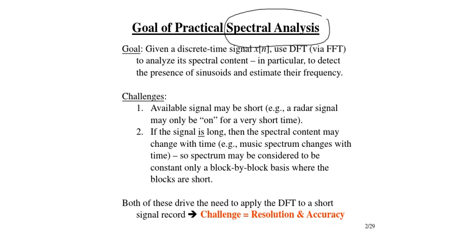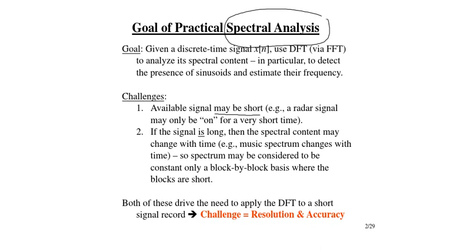For example, audio is ranged in some band, right? So we are interested in the spectral content of that, so that we can design filters and do some kind of processing. So we want to use the DFT for spectrum analysis. But what are the challenges? The challenge is you have a very short signal, or a finite signal. In real time you have a radar signal, which is very, very short. Radar is a very small pulse, right?